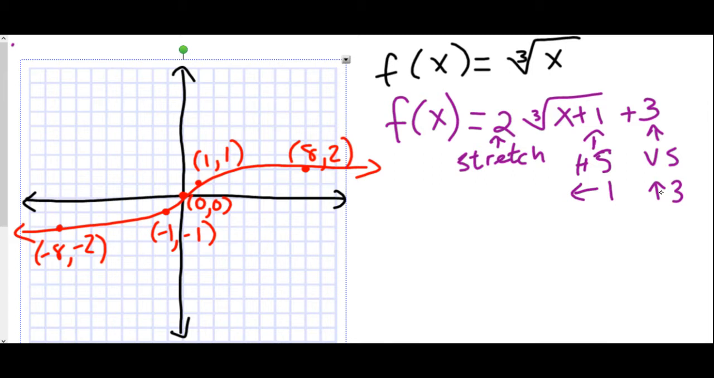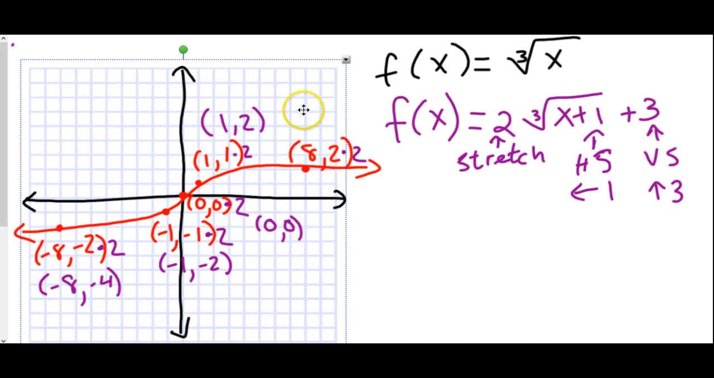So when you're graphing this, it's probably easiest to do the stretch first and then worry about the horizontal and vertical shifts. So when we had a stretch, we knew we multiplied every y value by 2. So we get some new values: (-8, -4), (-1, -2), (0, 0) ends up staying the same, (1, 2), and (8, 4).